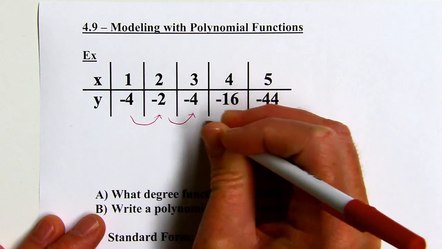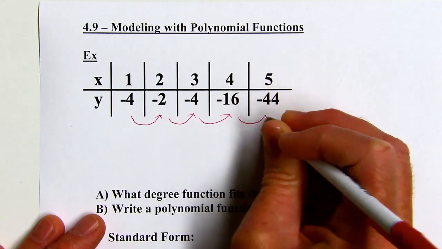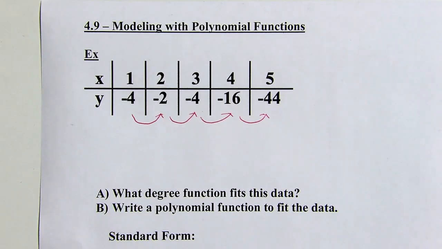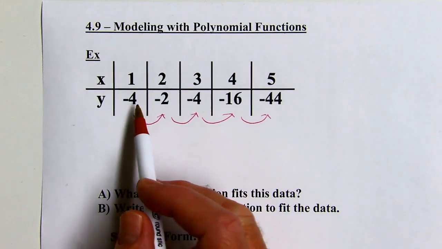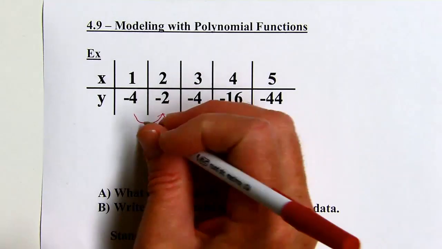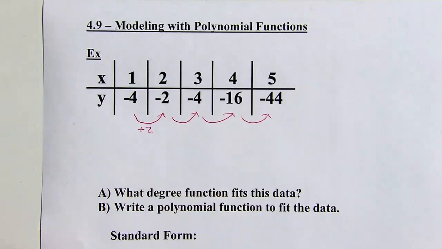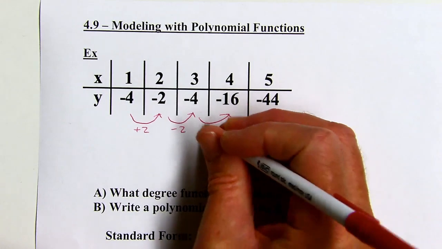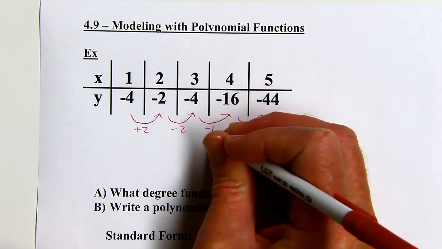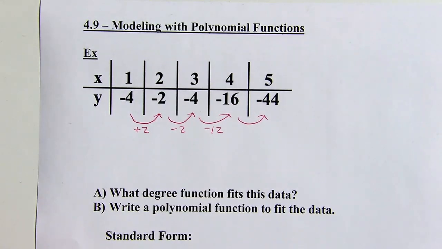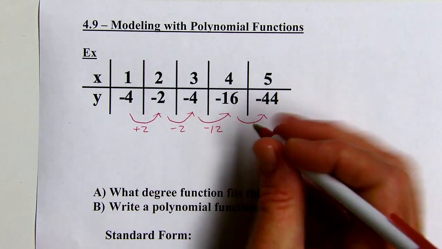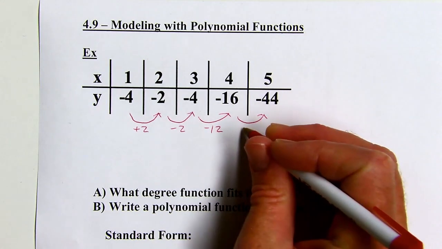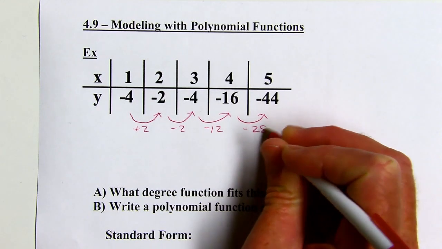Okay, so what I'm looking at is how am I getting from term to term by either adding or subtracting. So -4 to -2, I'd have to add 2 units, right? And then -2 to -4, I'd be subtracting 2. And then -4 to -16 would be subtracting 12. And then I'd have to subtract 28 from -16 to get to -44.